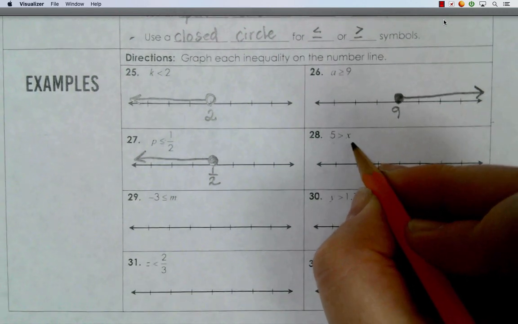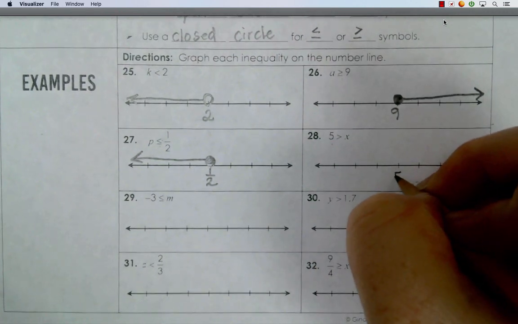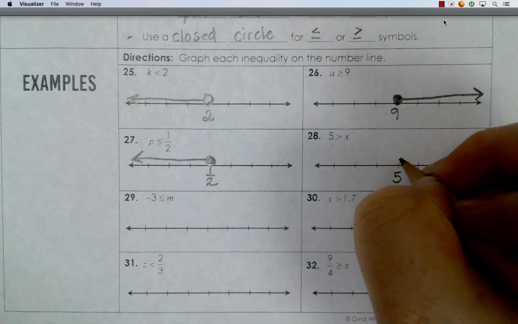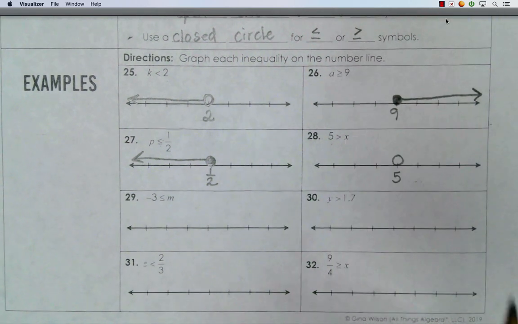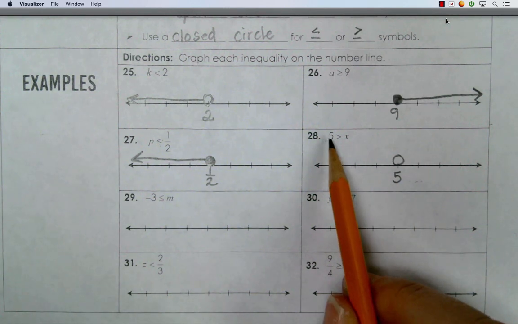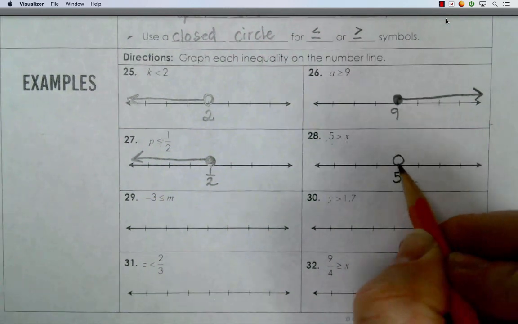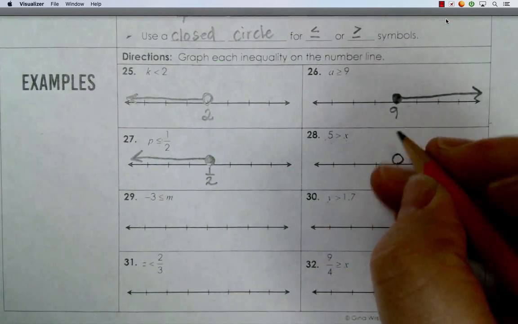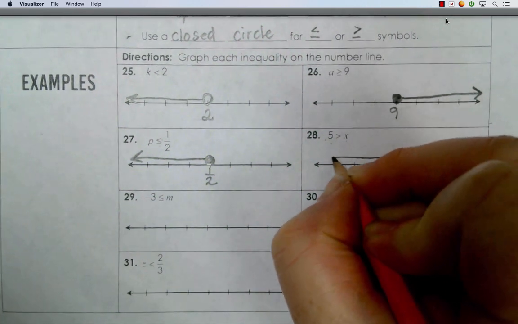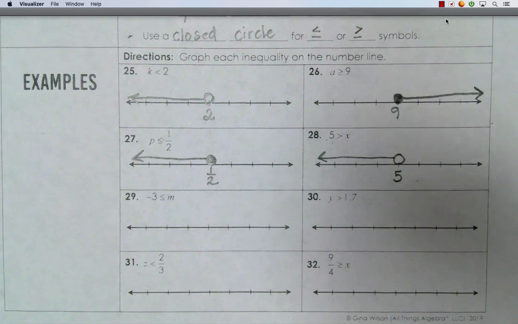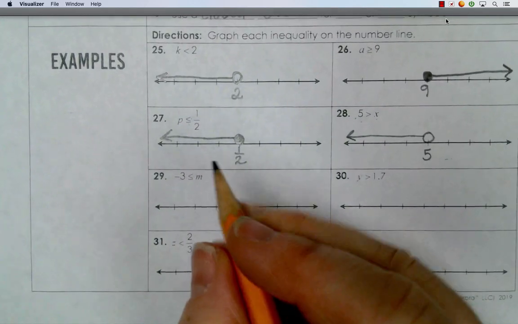5 is greater than X. Now hear me out. Put 5 in the middle. Greater than is an open circle. So 5 is greater than X. So 5 in the middle. Greater than is open. And 5 is greater. So that means X is going to be smaller than. Okay? You got to really read it.